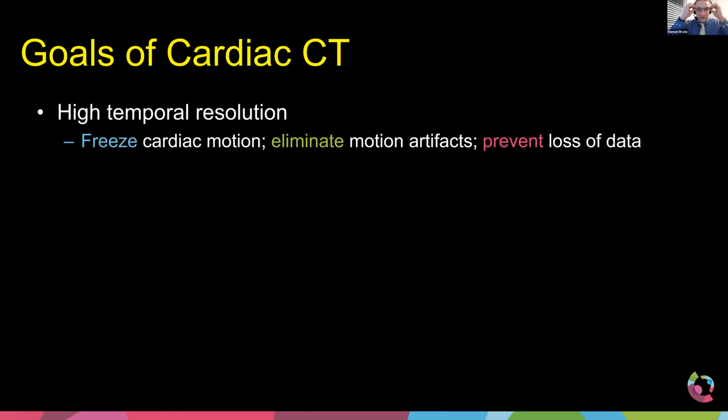All right, so let's just talk. What is the big picture? What are we trying to do, especially in cardiac CT? Well, we have a lot of motion. We have to make our images very quick, and we have to do it in a way to freeze that cardiac motion, eliminate the artifacts that come from that motion, and we have to do so without the loss of any data.